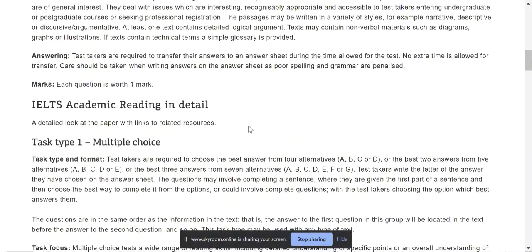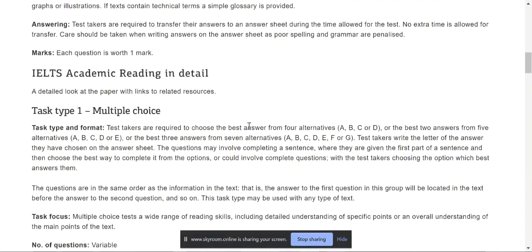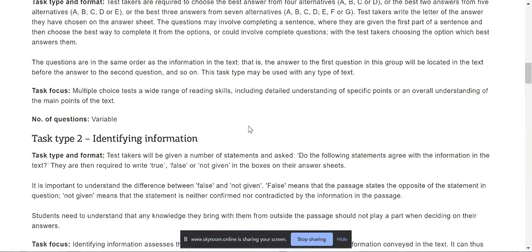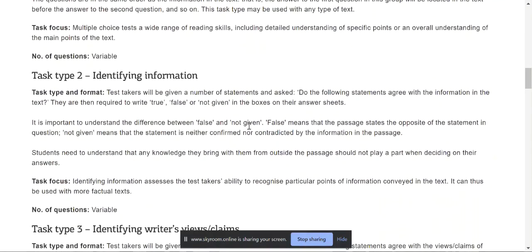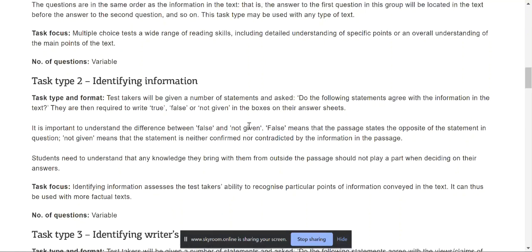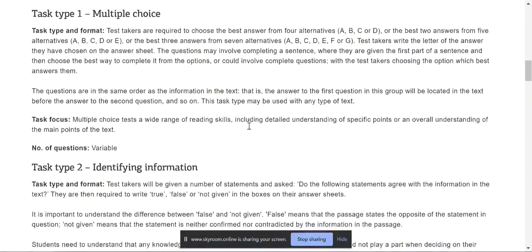But here we have some different types of questions. Multiple choice questions, identifying information. You have to find some information and mark it as yes, this information comes from paragraph number 1, paragraph number 2, or it's not in the topic at all. We have two types of questions that are really the same: true, false, not given, or yes, no, not given. They are maybe in the multiple choice questions.